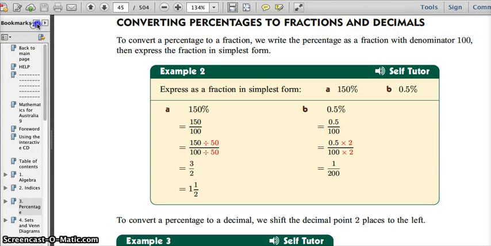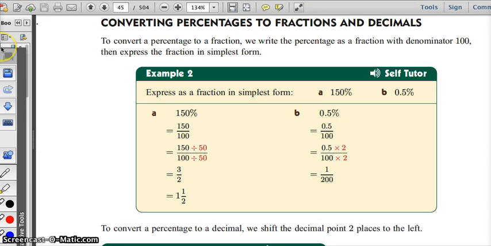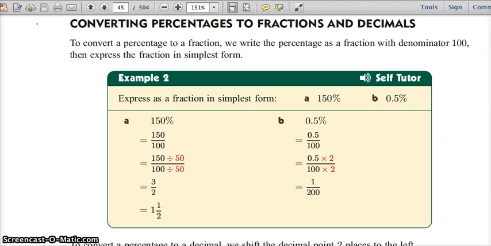So what we're looking at to start with is converting percentages to fractions and decimals. All right. So what they're saying here is the moment you see a percentage sign, it is the number over 100. And I explained this a little bit the other day. So what we've got is 150 over 100. Straight away we put it over 100 because we've got this percentage sign.